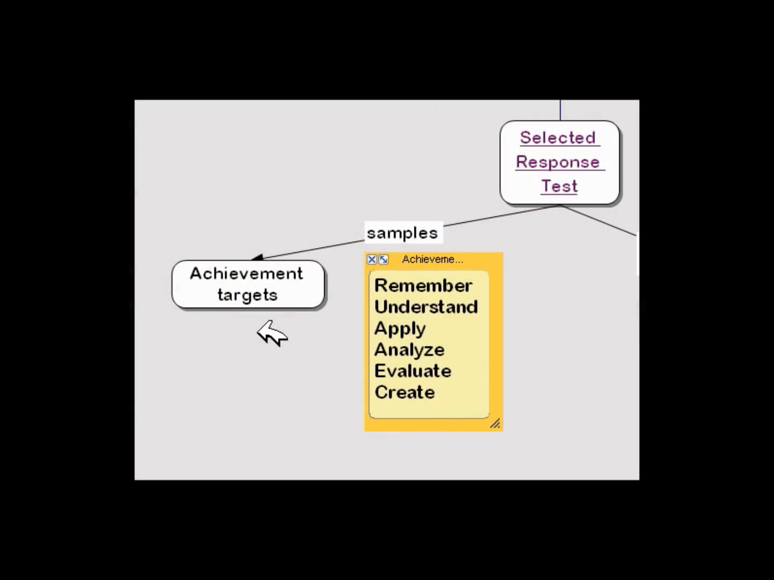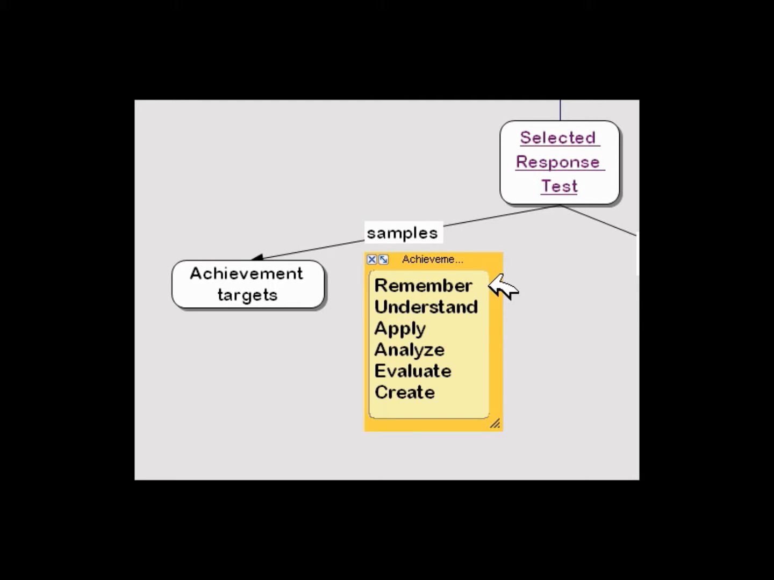So now let's take a moment to talk about the achievement targets. The achievement targets are the most important first step because we need to define very clearly the ends, or where we're going with our assessment. And using the new taxonomy, we have these 6 outcomes or 6 objectives.